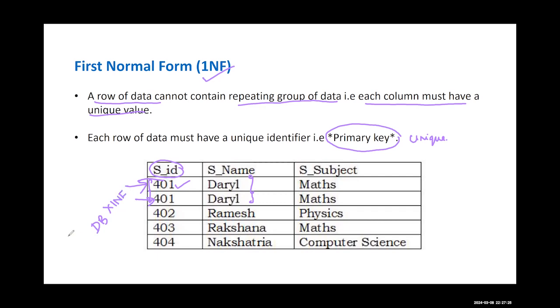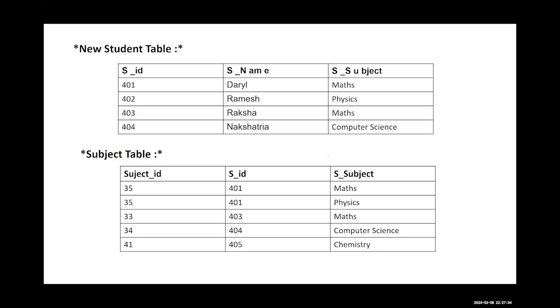So how do I convert this particular database into a first normal form? Because I don't want redundancy in my database. For that, this is the solution. What I will do is convert the old table which we have seen previously into these two new tables. As you can see here, I have a new student table as well as a subject table. In the new student table I have student ID, student name and subject, and in the subject table I have subject ID, student ID as well as subject.